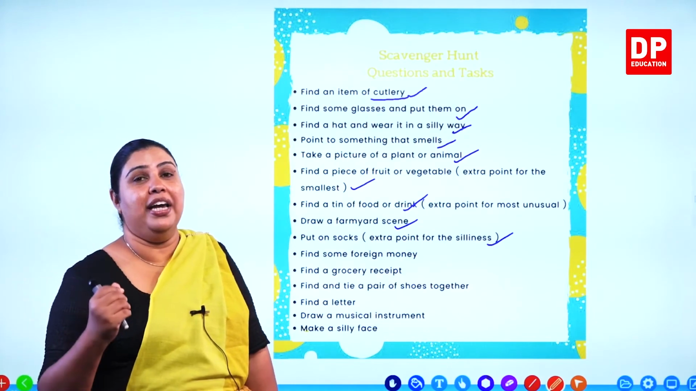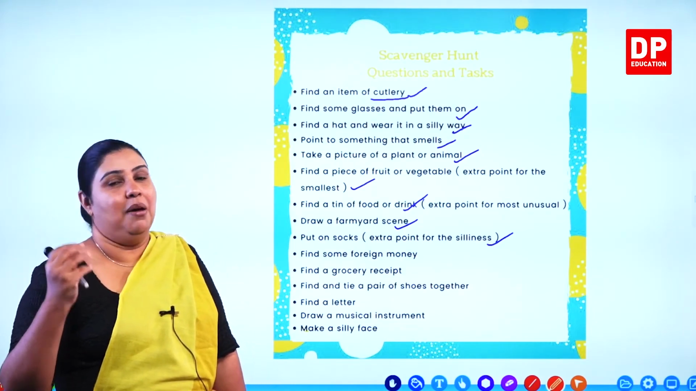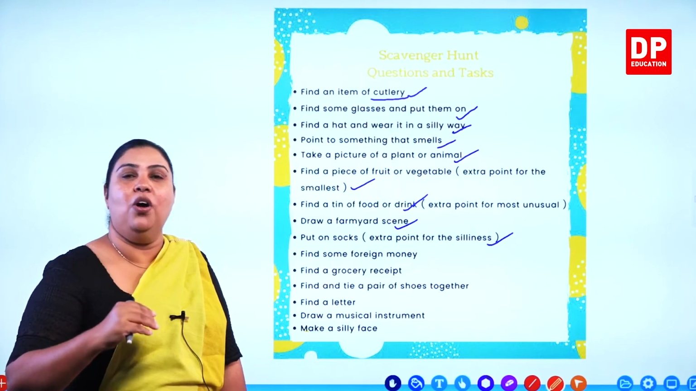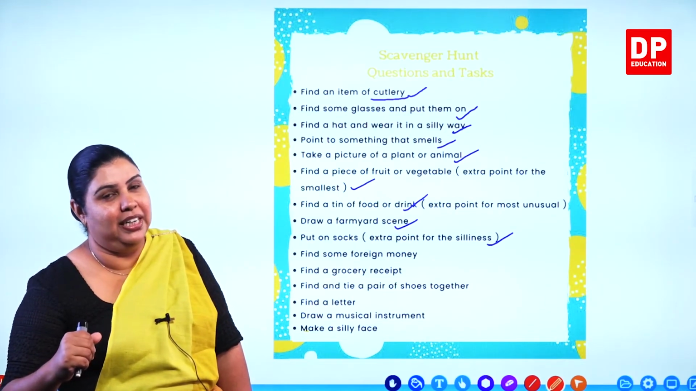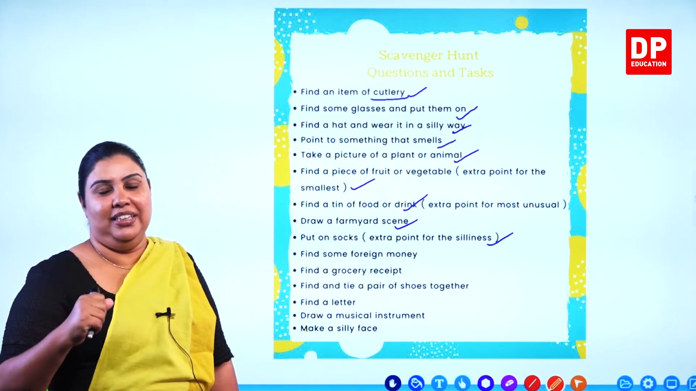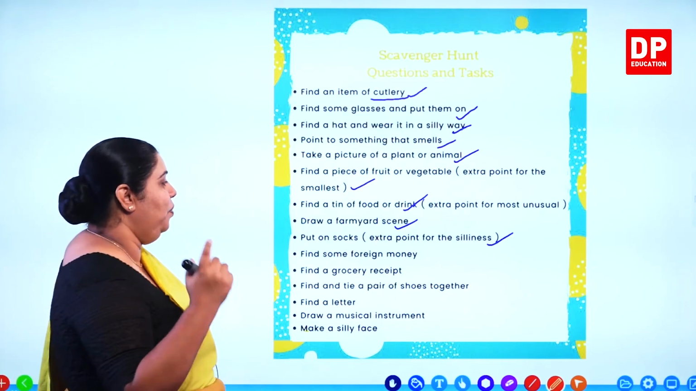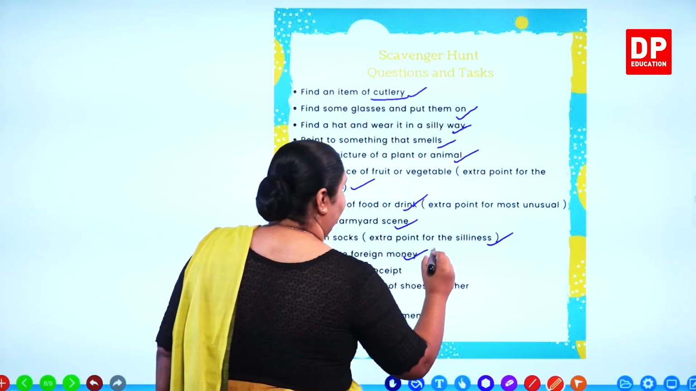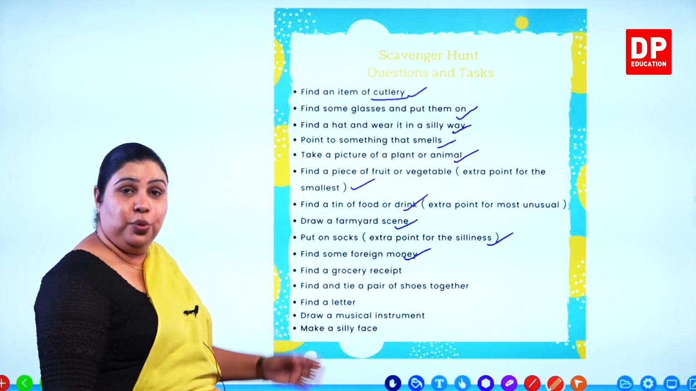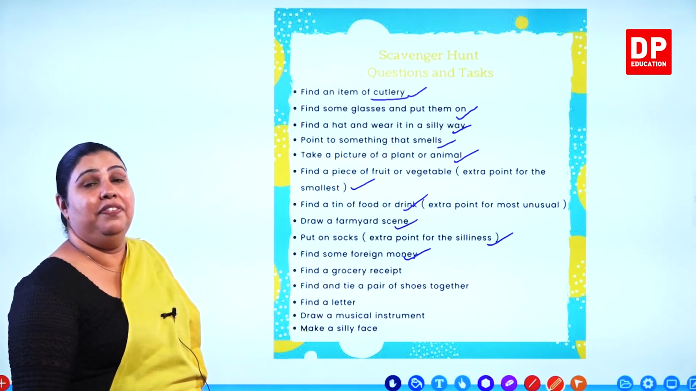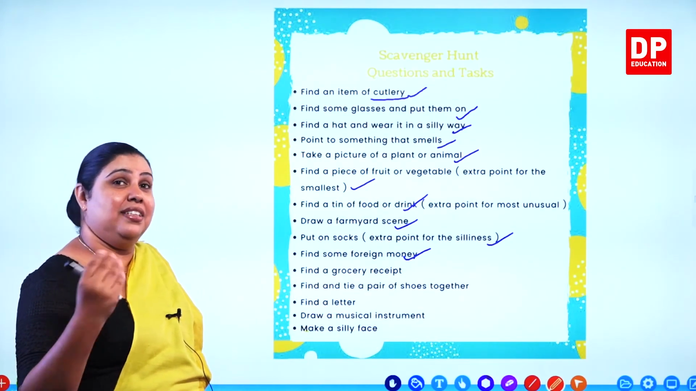So you have to find a foreign money. Some money that does not belong to our country. You can add something like this. Very interesting. And you can have a collection of different coins and notes of other countries as well.